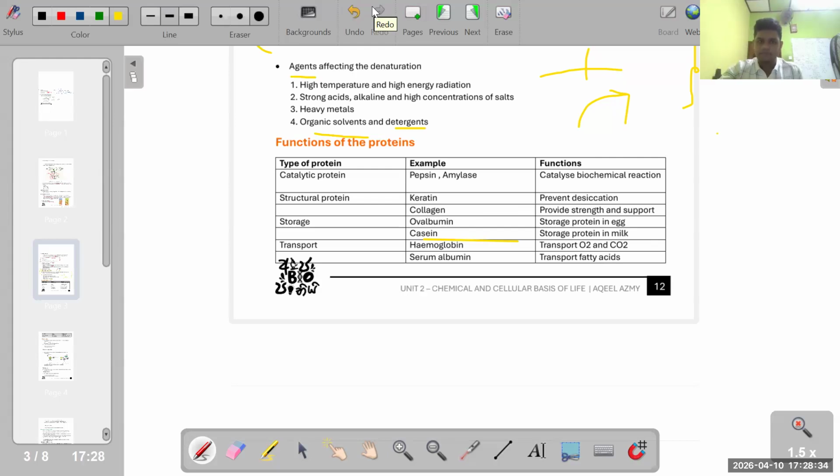Is that clear? The storage part, is that clear? Yes, very good. Then let's move to the transport.